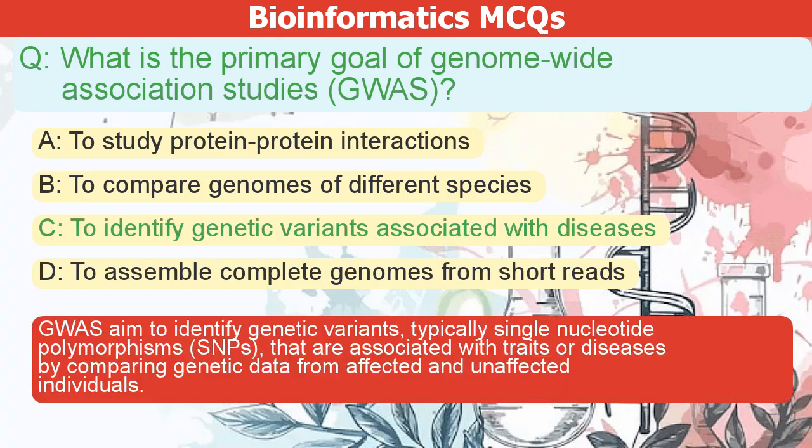The correct answer is C. GWAS aim to identify genetic variants, typically single nucleotide polymorphisms, SNPs, that are associated with traits or diseases by comparing genetic data from affected and unaffected individuals.